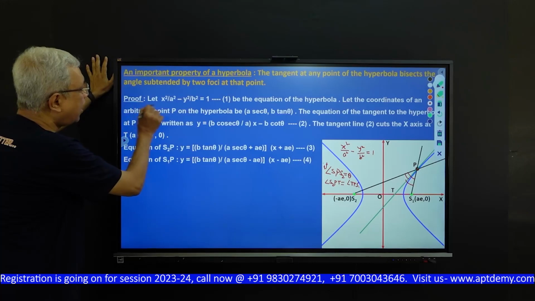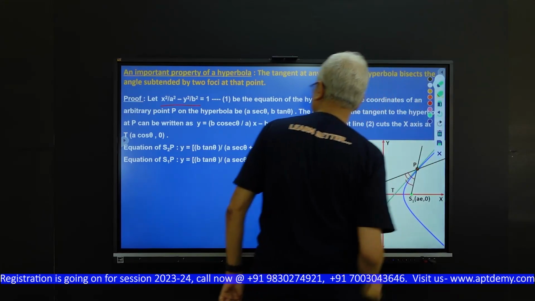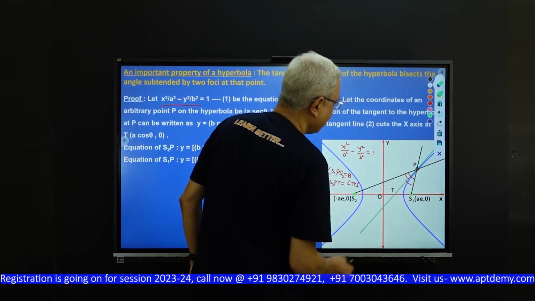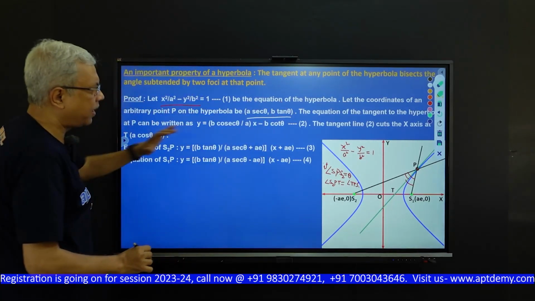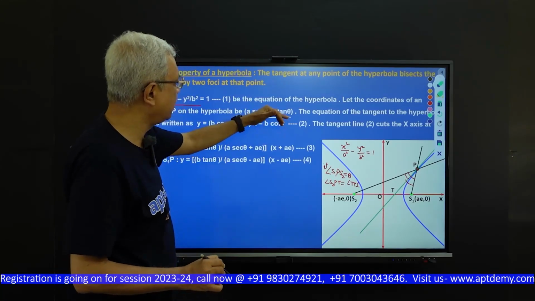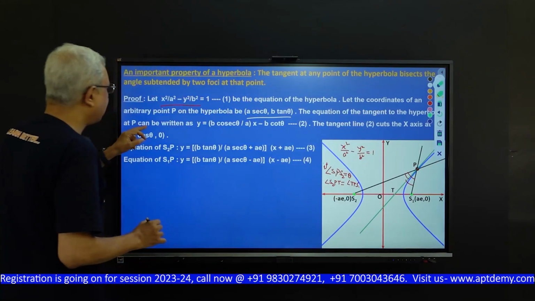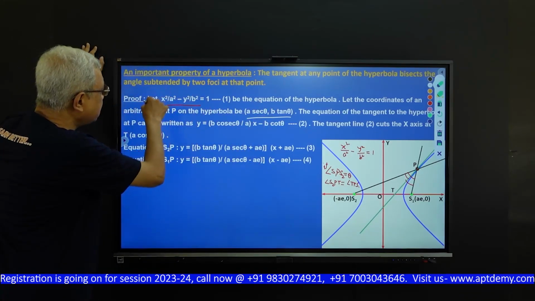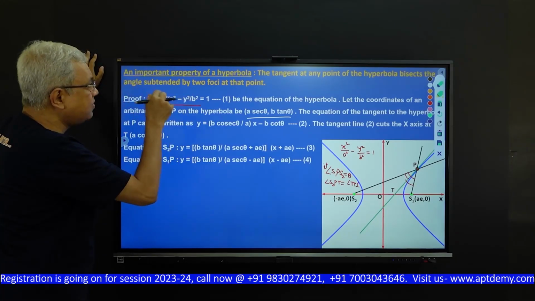So what we will do, we will begin with this equation. This is the equation of the hyperbola. And the coordinate of any point P on this hyperbola, let it be (a sec theta, b tan theta) in parametric form. We can take it, because this expression always automatically satisfies this equation. The equation of tangent to the hyperbola at P can be written from our basic knowledge: you replace x square by x times a sec theta and y square by y times b tan theta.